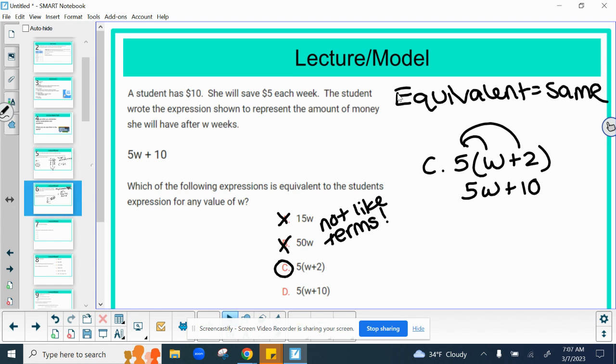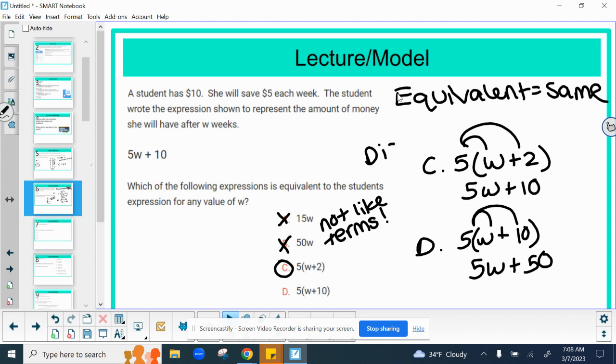Let's also try out D though, just to be sure. D is 5 times W plus 10. 5 times W is 5W. But then 5 times 10 would be 50. 5W plus 50 is not the same as 5W plus 10. Let me fix that. All right, so again, it would be option C because you use the distributive property. All right, let's keep moving.